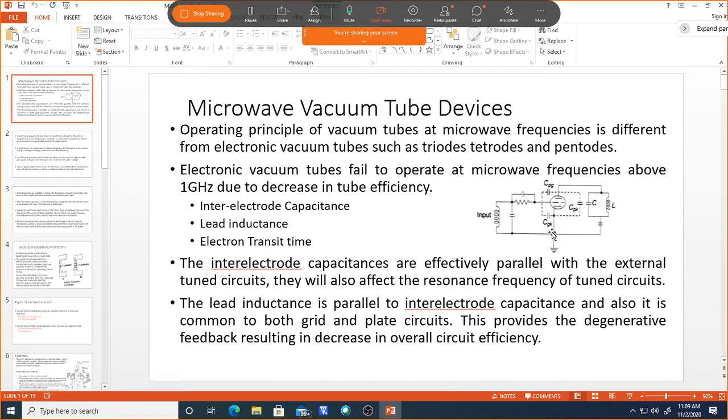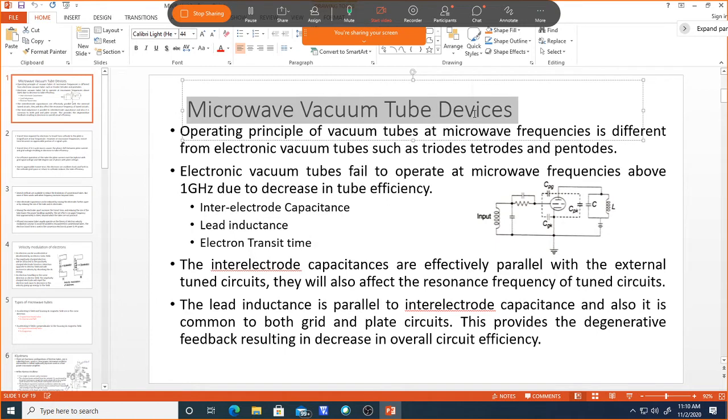And we have also seen other effects at microwave frequency which are prominent: skin depth as well as radiation loss, and also conductor and dielectric loss. Those are also considered to effectively calculate the tube efficiency. If we consider all those effects at higher frequency, these electronic vacuum tubes fail to generate high power signals. So that's why we need specialized vacuum tubes to generate high power at higher frequencies. For that we will go for microwave vacuum tubes.